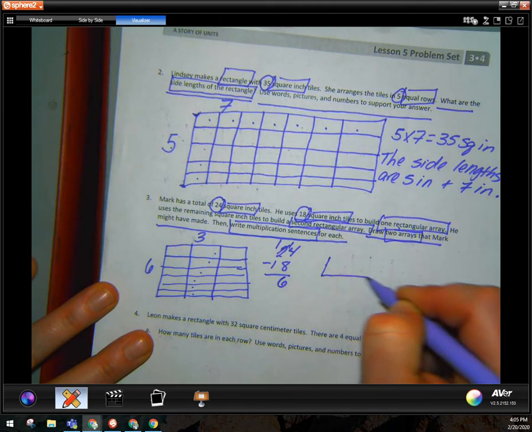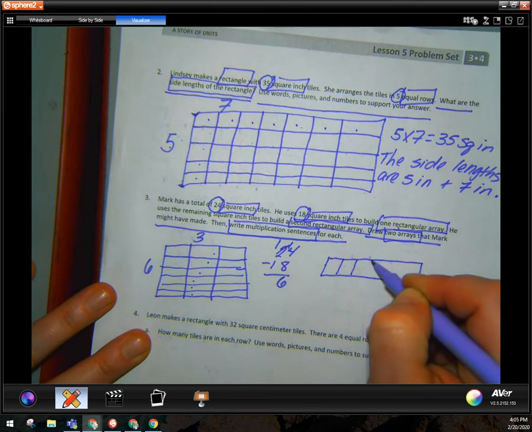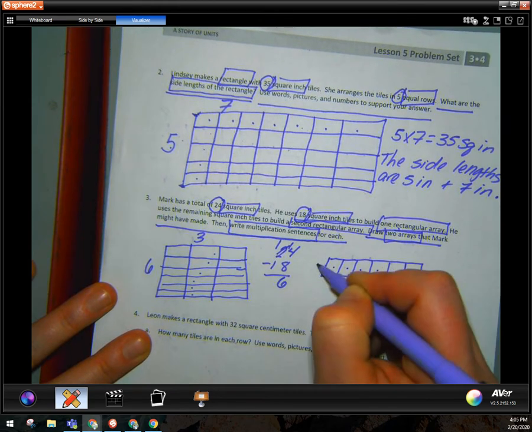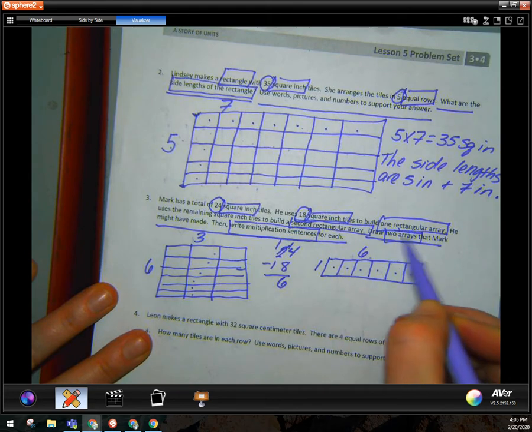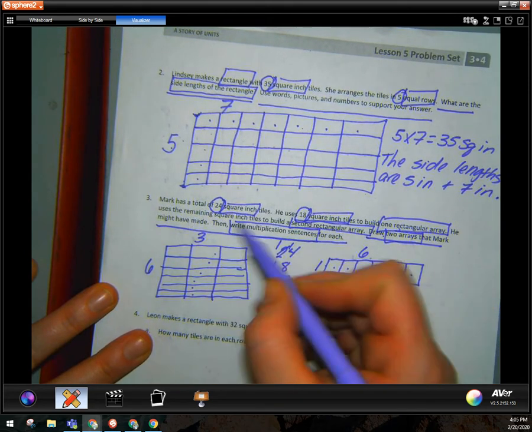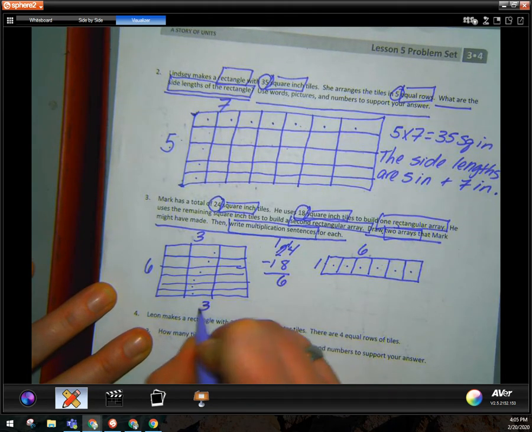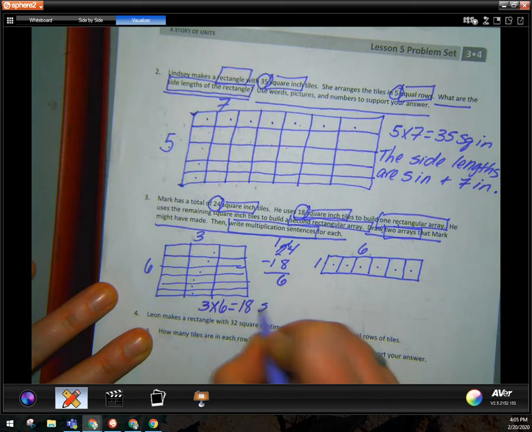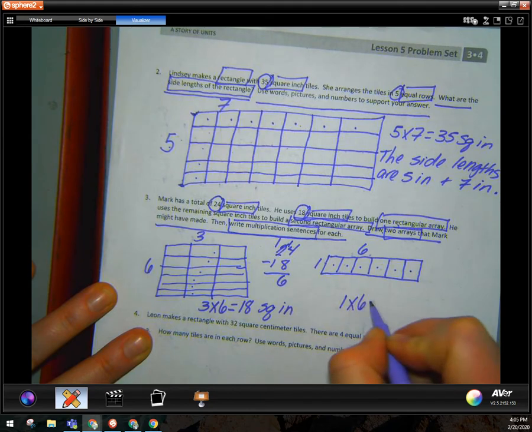So I'm going to draw another array, and I'm going to make this one really easy for myself. 1, 2, 3, 4, 5, 1, 2, 3, 4, 5, 6. Okay, I did this one. I drew the 2 arrays. Now I'm going to write multiplication sentences for each. So this one should say 3 times 6 equals 18 square inches. This one should say 1 times 6 equals 6 square inches.